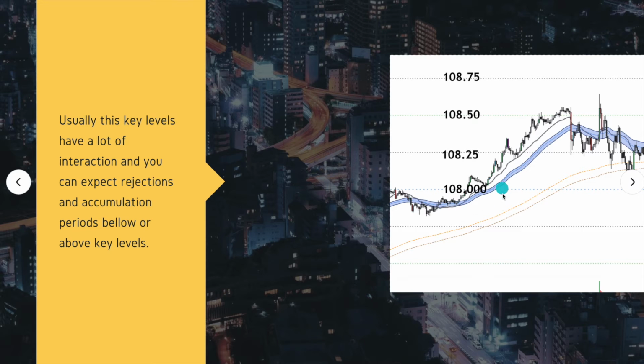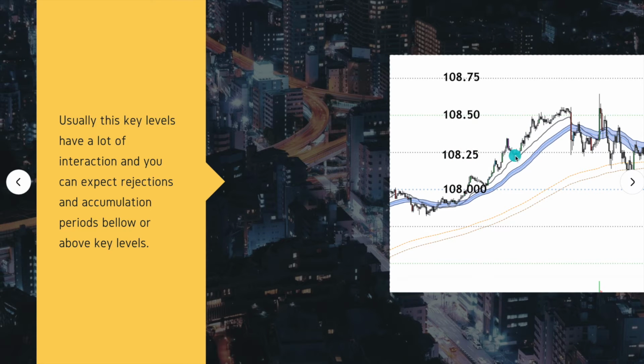You can see here, for example, this is USDJPY, and as you can see, 108.000 is a key level, a strong key level because it's a round number. The quarter is gonna have some interaction as well. As you can see here, the price goes here and ends up hitting this area and goes up. The quarter is also gonna have some interaction.